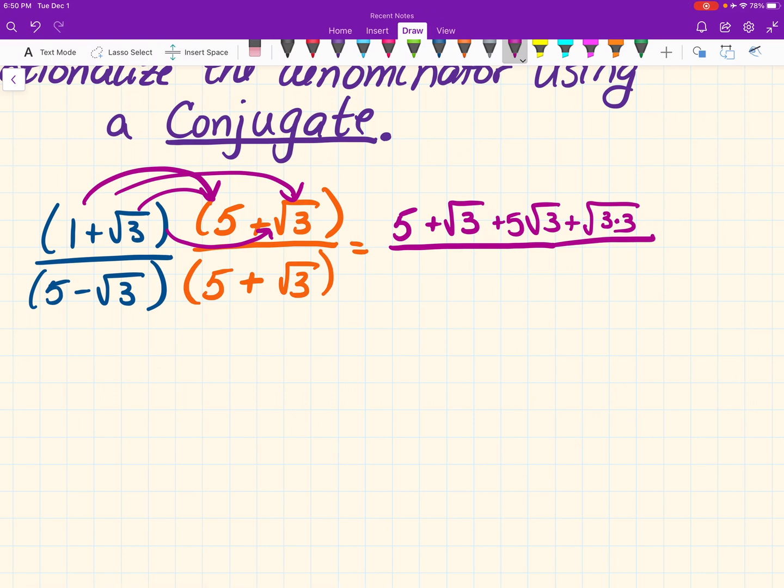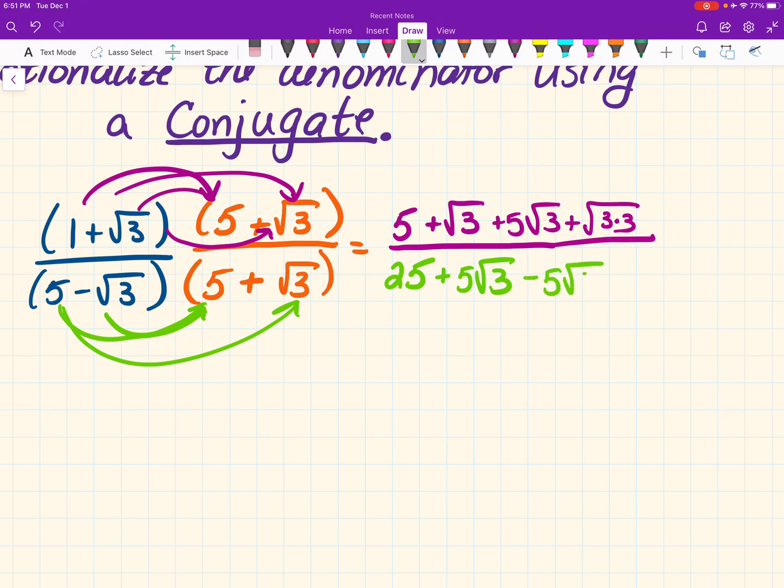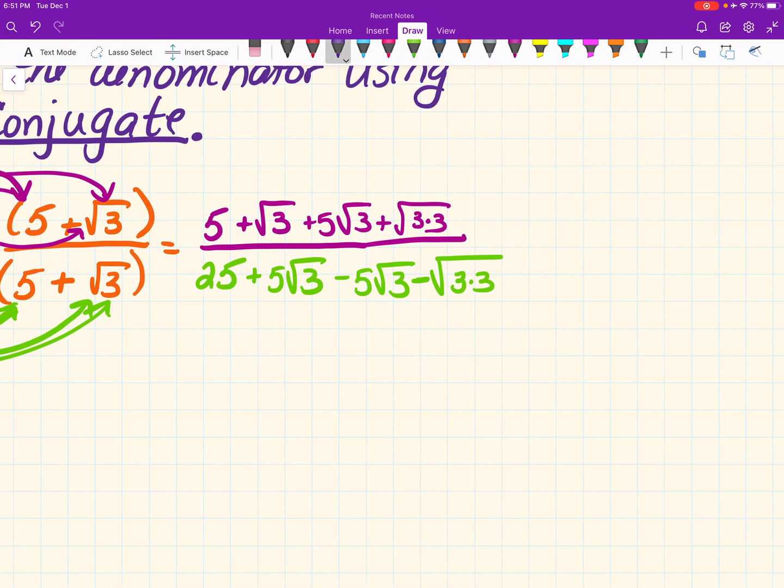We're gonna do the same thing with the denominator. 5 times 5 is 25. 5 times positive root 3 is positive 5 root 3. 5 times negative root 3 is negative 5 root 3. And then we're going to have a negative times a negative is a negative. I mean, negative times positive is negative. And then we have two 3's. Okay? Now let's start simplifying.